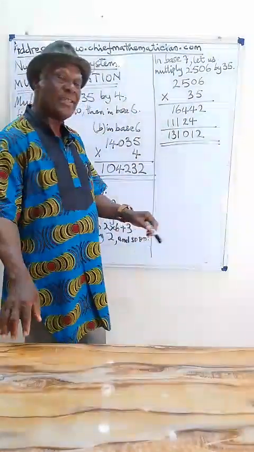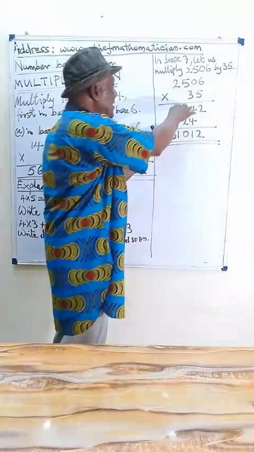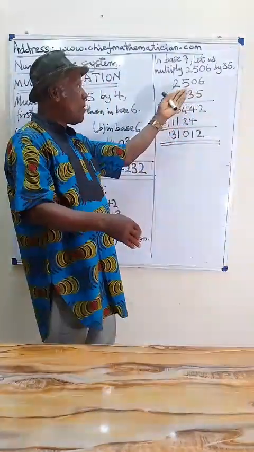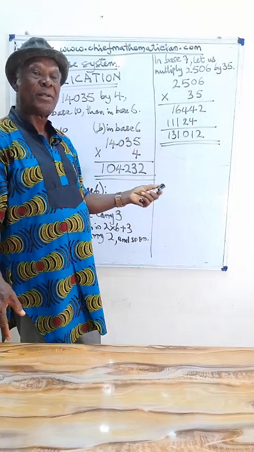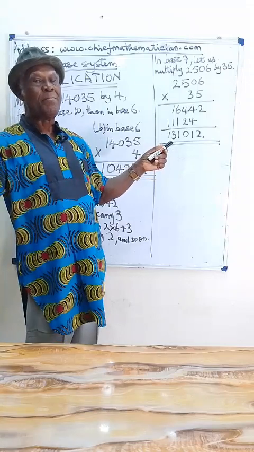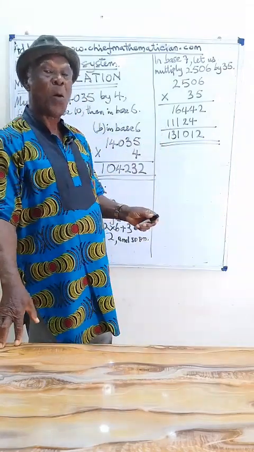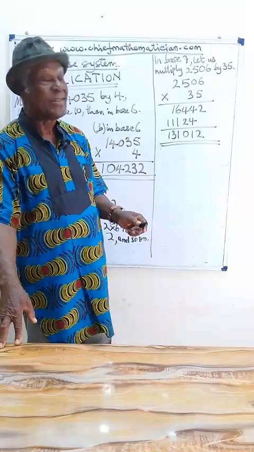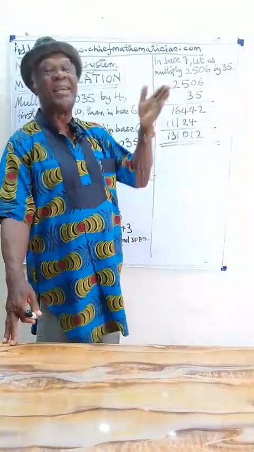Then you now begin to add, as you usually do in base 10. You have to add these two numbers after the multiplication. I think they call this type of multiplication long multiplication. But try to observe that it is exactly what you are doing in base 10. But you are conscious of the fact that you are now operating in base 7 and not in base 10. So even when you begin to do the addition, you will still be doing it in base 7.